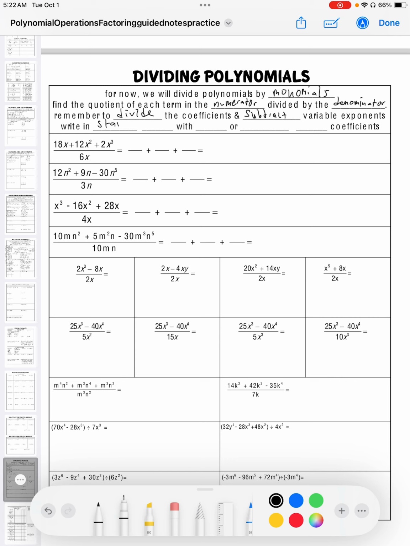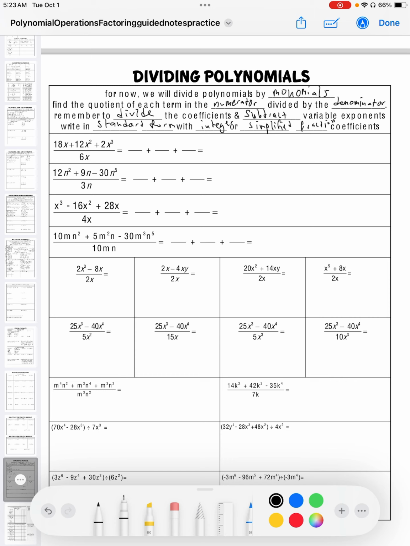We're going to make sure we write these in standard form. So we're going to put our answers in order, in standard form, with integer or simplified fraction coefficients. So our numbers in front of our terms should either be an integer or a simplified fraction.